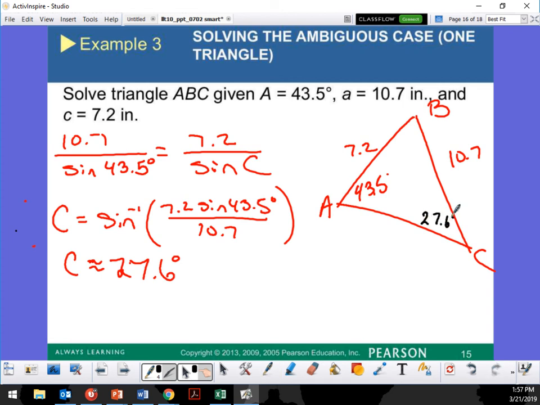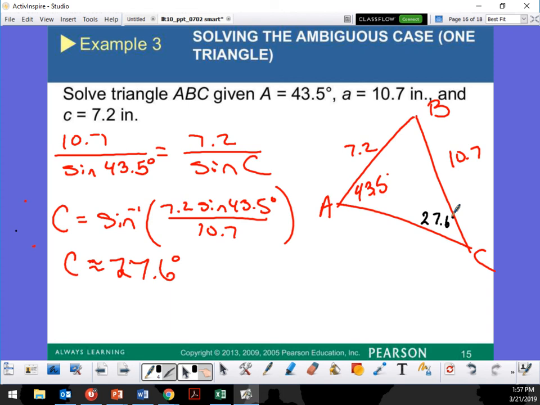Okay, 27.6. Now, let's take a look. Does it satisfy my information so far? Yeah, because we don't know. So let's see. Biggest side, bigger angle. Is that still true right now? Yeah. Okay, good. That part's good. That's the part I'm actually looking for.